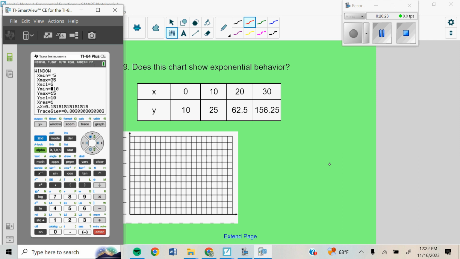My y's, I go from 10 to 156.25. So I'm going to just go -5 again, because that's going to give me an x-axis. And then let's go to 160. And I have it going up by 10s, that's fine. You can go up by 5s, whatever. So hit graph, and now we can see our whole data. Does that look exponential? I would say yes, that looks exponential because we see that curved shape in it.